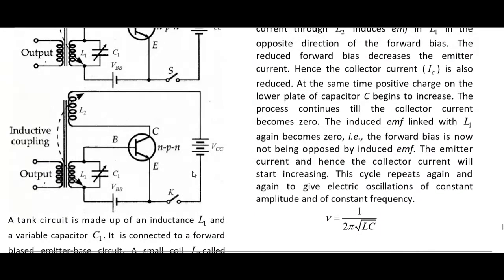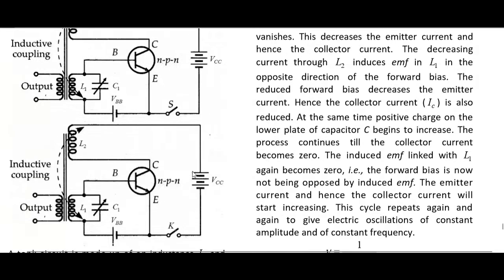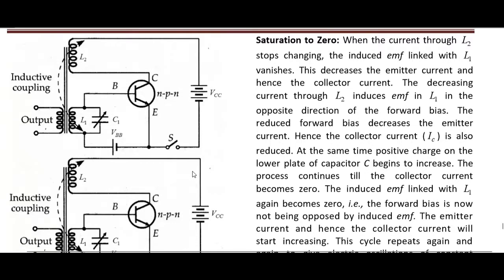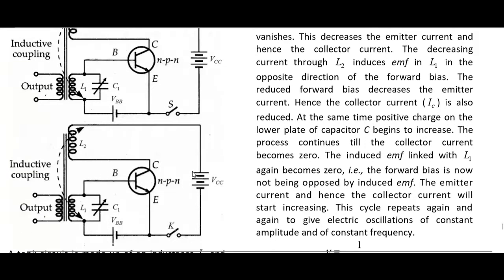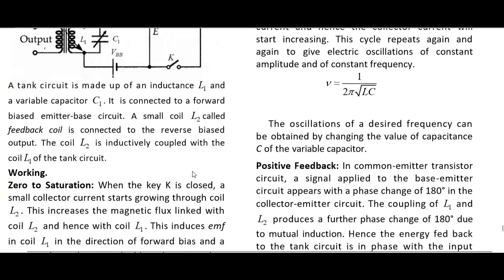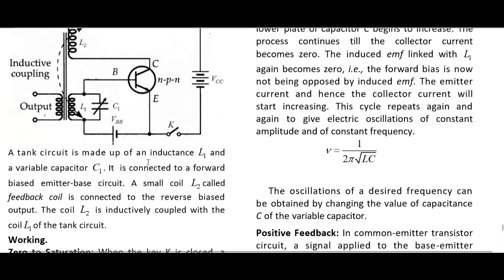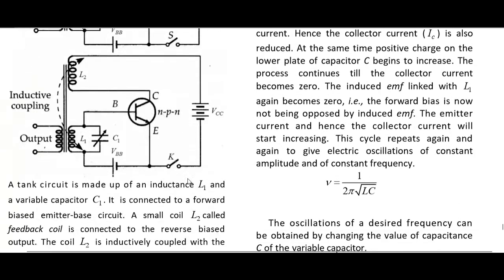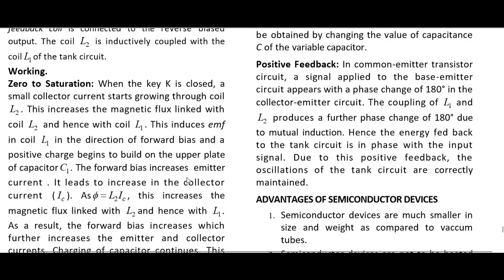And now this is the second part of the circuit. It is again the same. I don't find much difference between the two circuits. Inductive coupling output. Now the tank circuit is made up of inductance L1 and variable capacitor C1. It is connected to the forward biased emitter base junction. I have explained all this. And L2 is the feedback coil. Now I want to explain the working from zero to saturation.